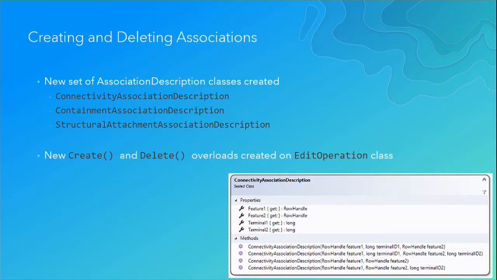Namely, they've added new classes that allow you to create and delete associations. So again, not going to go through all the methods, but there's a connectivity association description, a containment association description, and a structural attachment association description. You set those things up with your features and terminals, and then you call create and delete overrides to create and delete those associations.